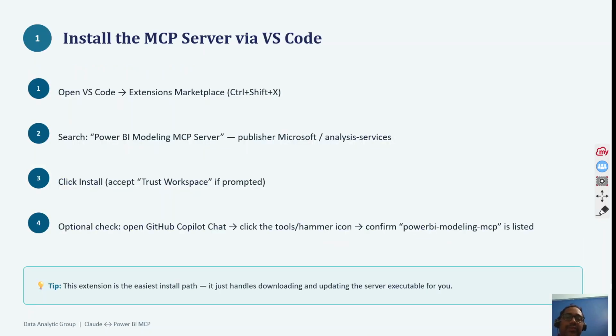Install this MCP server via Visual Studio Code. It is very simple. I'm going to share the link if you are planning to install Visual Studio Code. Once Visual Studio Code has been installed, navigate to the extensions from the marketplace; you can also search with Control Shift X. Search for Power BI Modeling MCP server, and it will be from the Microsoft publisher. Click on install, and if it asks you to trust the workspace, yes, you can accept it and get the Power BI Modeling MCP server installed via Visual Studio Code. That part you have to take care of.